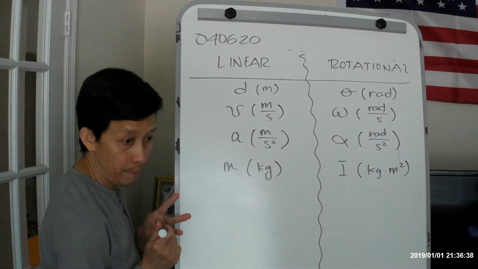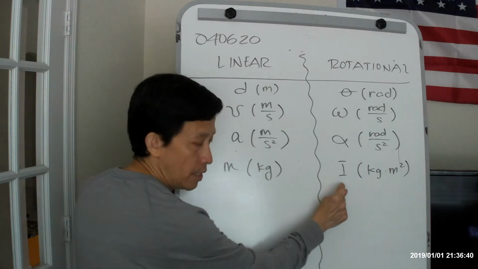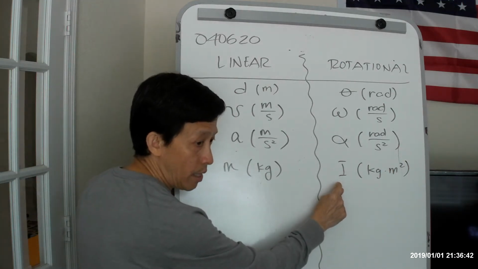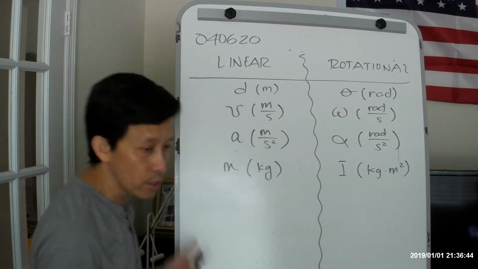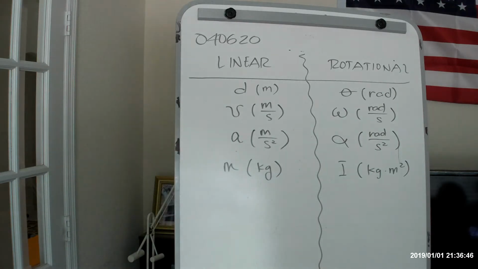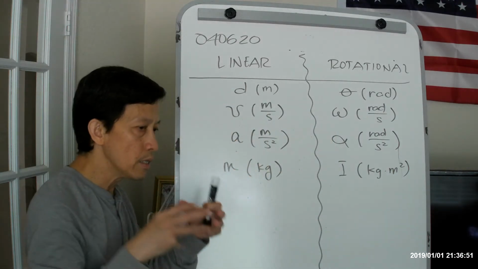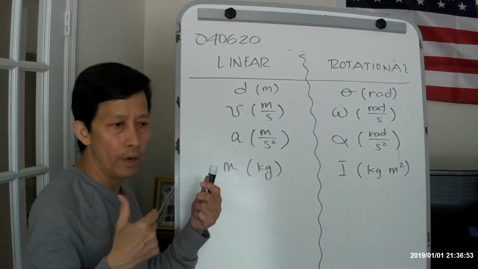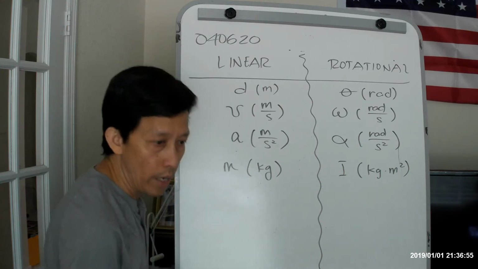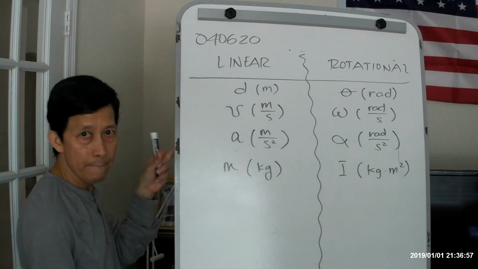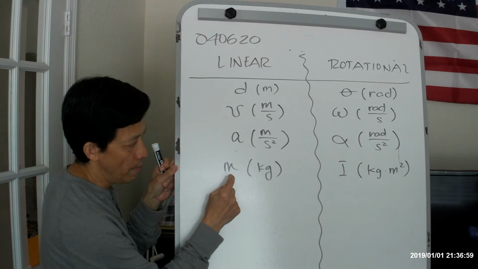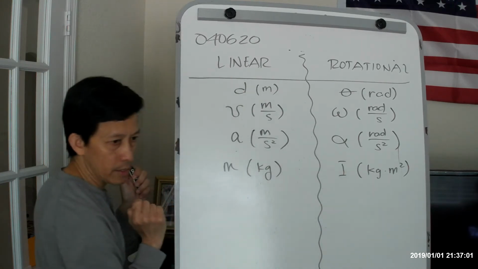Kilogram meter squared. Alright? Now this inertial mass, as I've said earlier, depends on your solid object. Okay? Whether it's a sphere, a cylinder, a ring, and so on. We'll discuss that next week. So mass, inertial mass, in rotational.